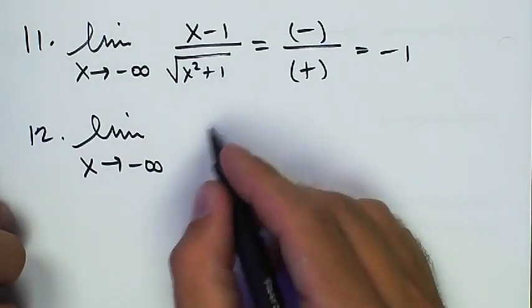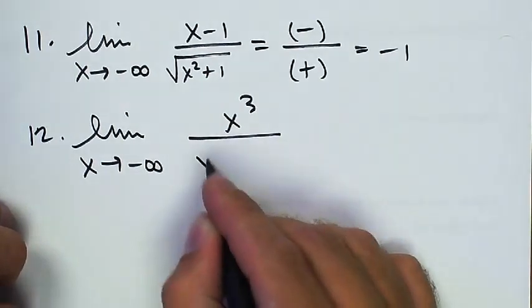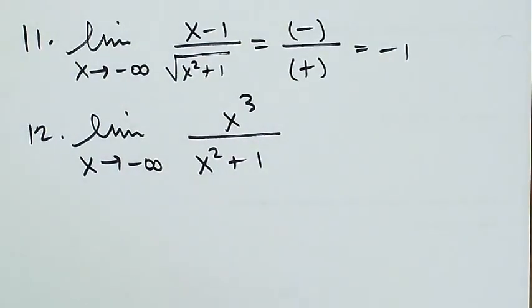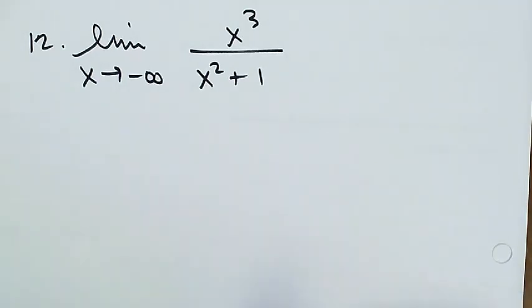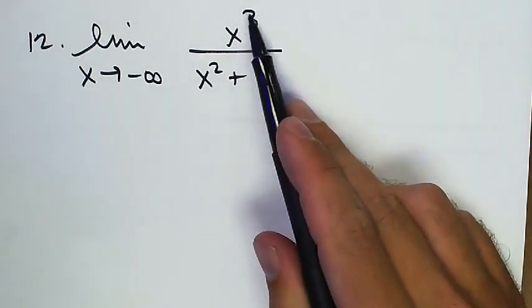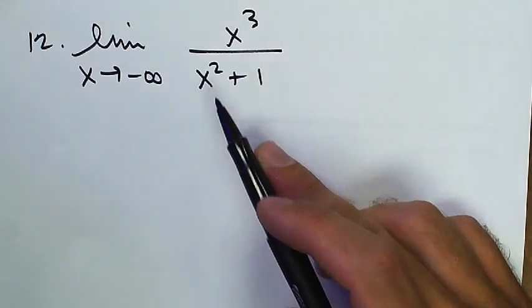Limit as x approaches infinity of x to the 3 divided by x squared plus 1. Okay, this is bigger on top. There is no horizontal asymptote, so it's not going to be a real number. It's going to be one of the infinities. But what you need to do is say, okay, I've got x to the 3rd on top, x to the 2 on bottom.